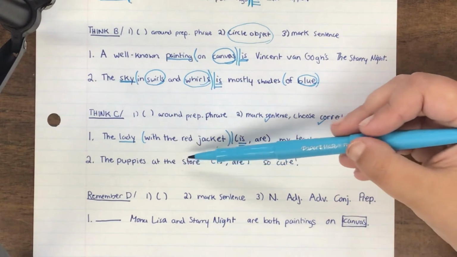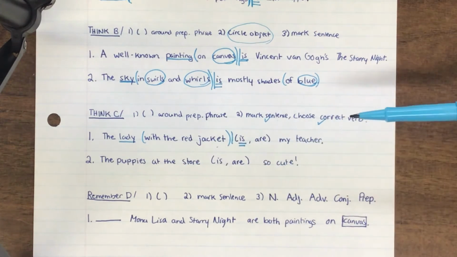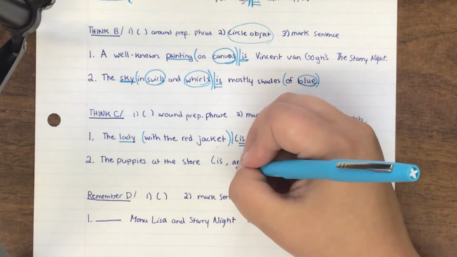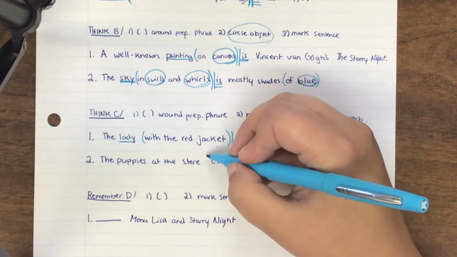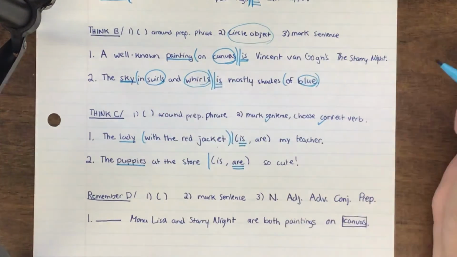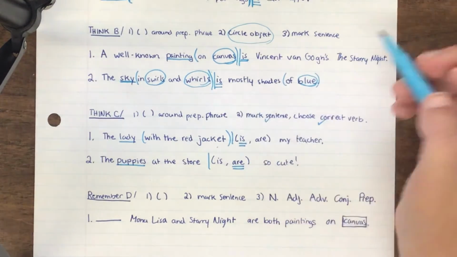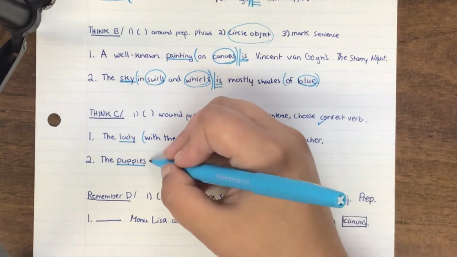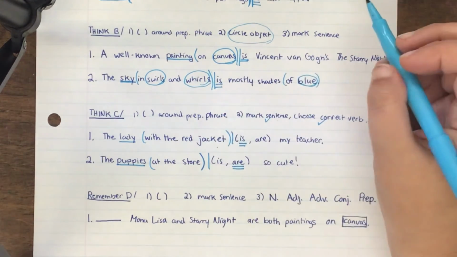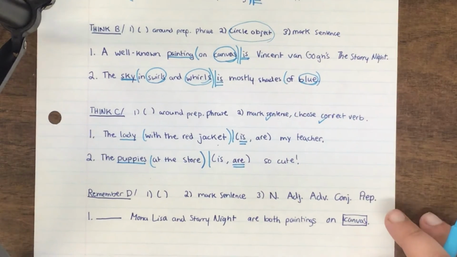The puppies at the store is so cute or are so cute. In this case, there's more than one puppy, so we're going to use the word are. Going to double underline are. And then who are? The puppies are. There we go. So there's my subject and my verb. Let's look for our prepositional phrases. At is a preposition. At what? At the store. So that whole thing there is a prepositional phrase. Once again, in between the subject and verb today. That's just where we're finding them.